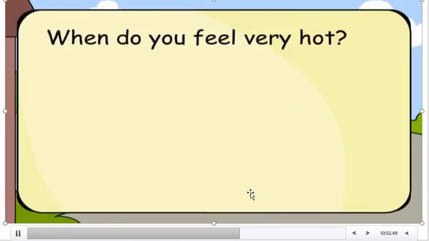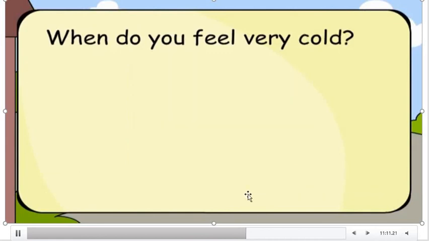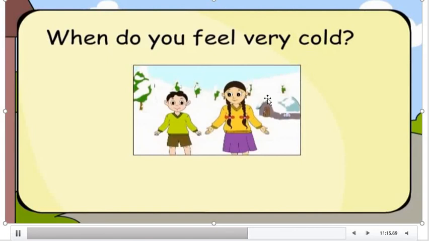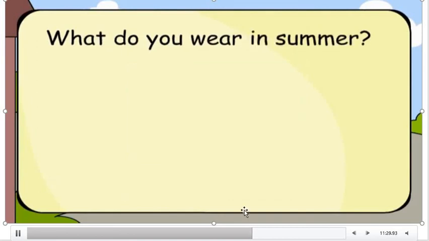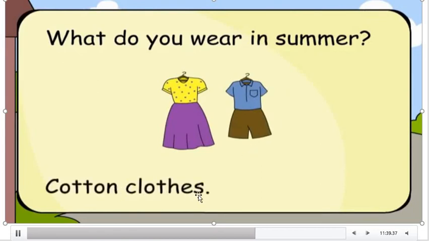So students, when do you feel very hot? This is a simple question. In summer. Obviously in summer you feel hot. And when do you feel very cold, my dear students? You see the snowfall, just now we discussed, in the winter season. And what do we wear in summer, students? Do we wear woolen clothes in summer? No, we don't wear woolen clothes. What do we wear? Cotton clothes, the clothes made of cotton.